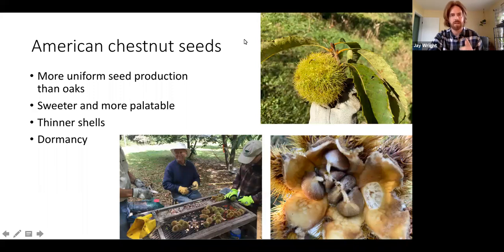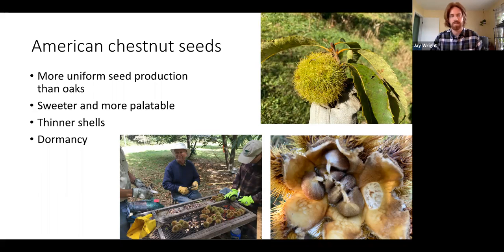Oh yeah, just a little bit about chestnut seeds, because they have some key differences from acorns. One of the main differences is that American chestnuts, unlike oak trees, have a fairly uniform seed production from year to year. They don't have these synchronized cycles where they have large variations in abundance of seeds. They're fairly reliable year to year. That also made them really important to wildlife in low oak mast years before they died off. Chestnuts also are even sweeter than white oak acorns.